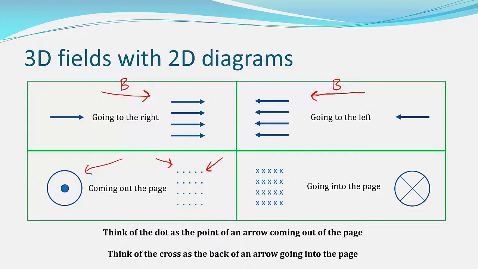And if you wanted to draw a field that's represented as going into the page, then if you're looking at an arrow that's going away from you, what you would see is the feathers behind it. So it'll look like a cross. And sometimes you will see it where it's a circle with a cross inside it, like this one here.